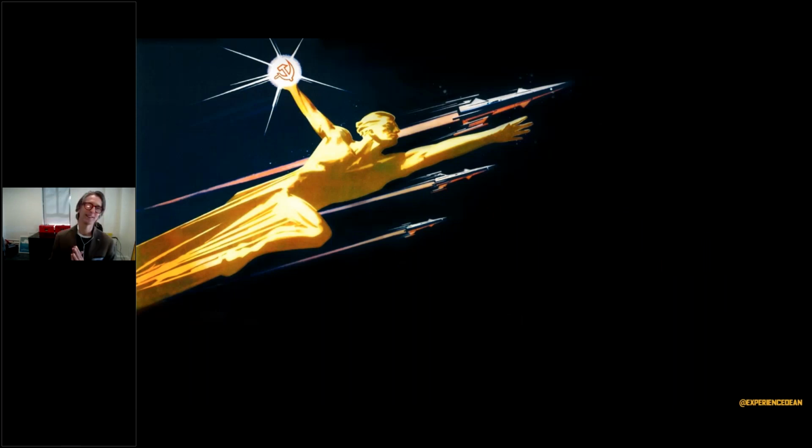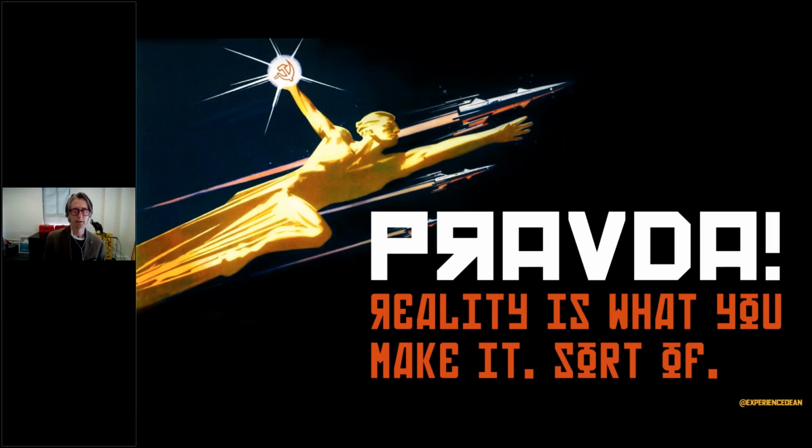This image that you're seeing here, which I love, is titled "Our Triumph in Space," the hymn to the Soviet country. Beautiful, beautiful art, by the way, from Soviet propaganda of the period.